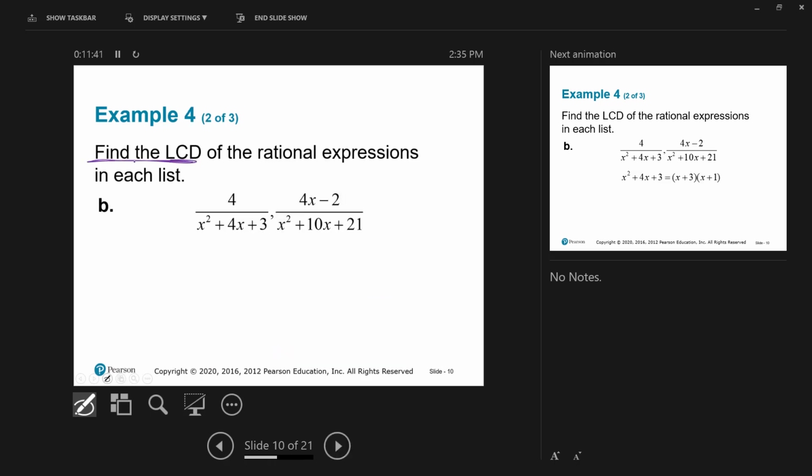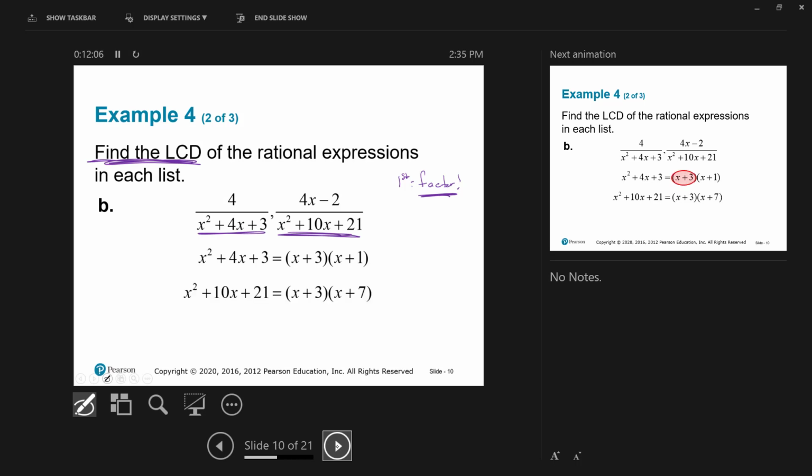Again, the directions say find the LCD, which means I am going to look at just these two denominators. And the first step of finding the LCD is to do what? Hopefully you said it. First, you're going to have to factor, just like we said in the previous slide. So, you guys factor, and hopefully you agree with both of these denominators being in factored form.